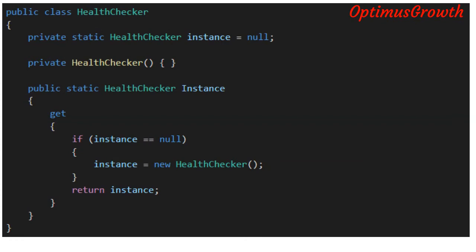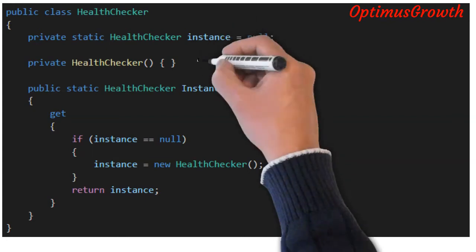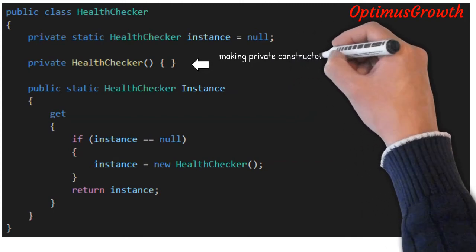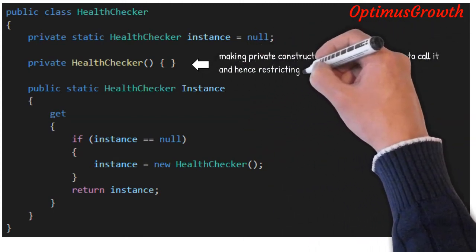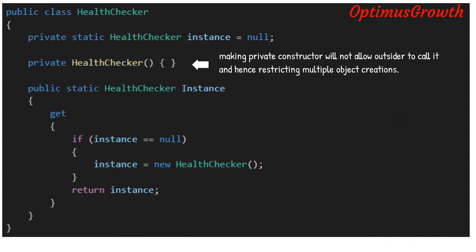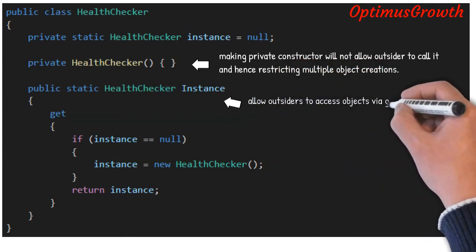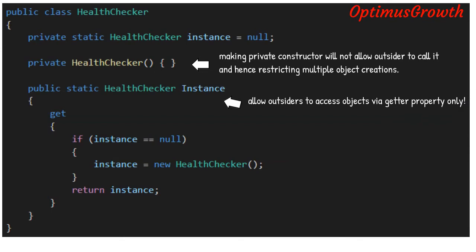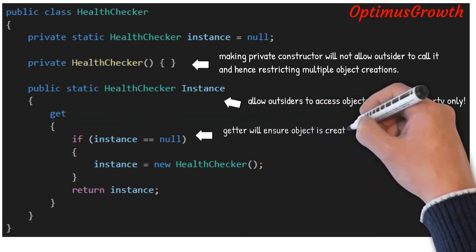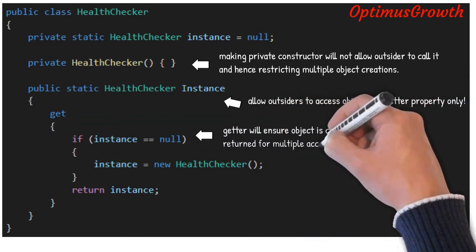Now, with the identified problems, how do we ensure that no matter how many times health checker is instantiated, it will always create only one instance? For that, we are going to need two things. The first thing, we are going to need a private constructor so that no other classes can instantiate health checker by their own. The second thing which we are going to need is a property getter, which will allow outsiders to access the objects via property only.